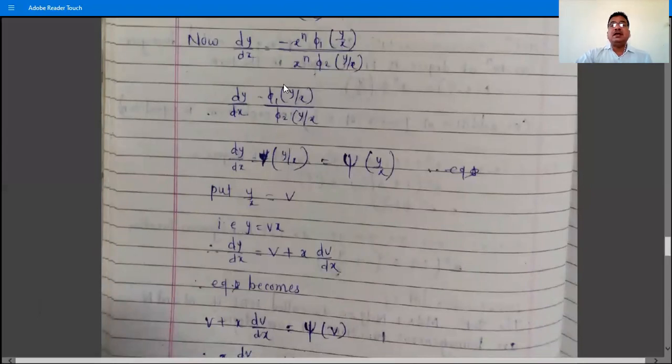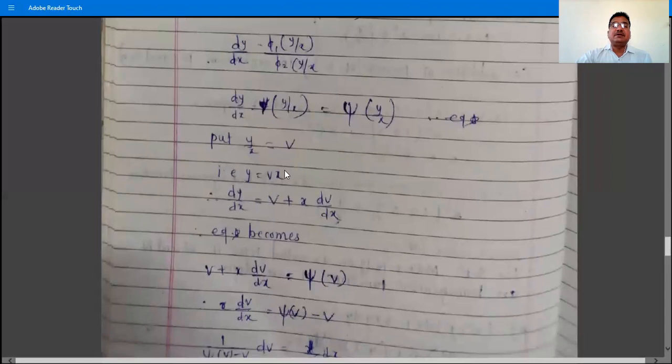This whole function is a function of y by x, because the numerator is a function of y by x and the denominator is a function of y by x. Suppose this whole function is denoted by psi. So we denote dy by dx as psi of y by x, where phi1 y by x over phi2 y by x is denoted by psi y by x. Suppose this is equation number star.